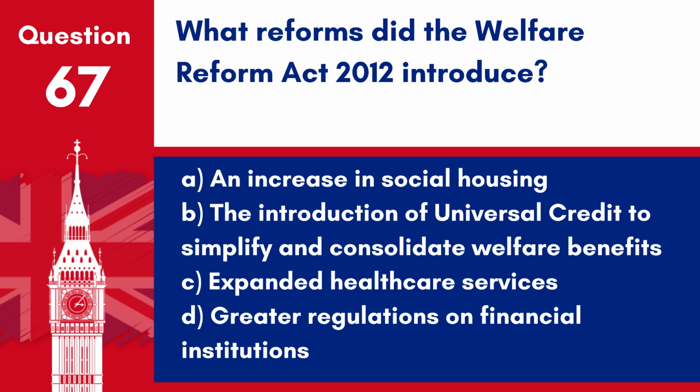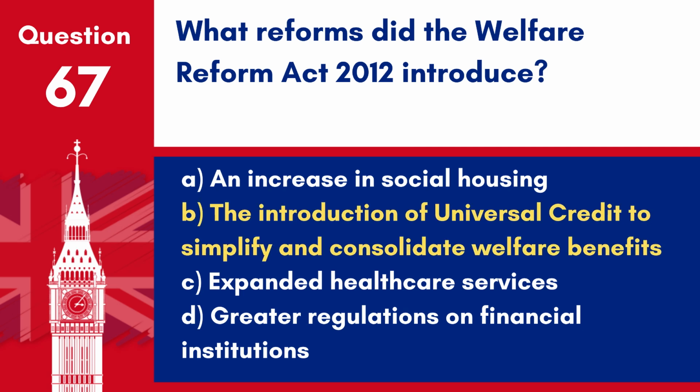Question 67. What reforms did the Welfare Reform Act 2012 introduce? A. An increase in social housing. B. The introduction of universal credit to simplify and consolidate welfare benefits. C. Expanded healthcare services. D. Greater regulations on financial institutions.